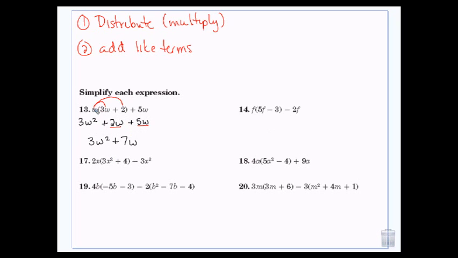So I distributed those, which gave me this first part. And then that hung out. And then once I had that part, these two matched, so I could add them together. So here, if I distribute this F, I get 5F squared minus 3F. And then the 2F just hangs out. And then I have F's that match, so I can put those together.